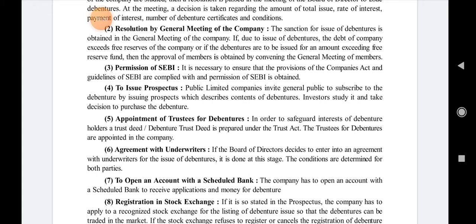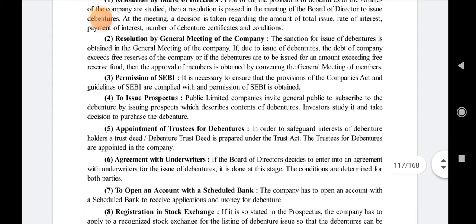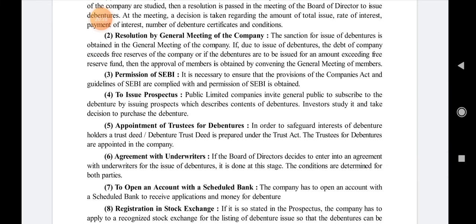Next one is the permission of SEBI. It is necessary to ensure that the provisions of the Companies Act and guidelines of the SEBI are complied with, and the permission of SEBI is obtained. So while you are issuing the debenture, at that time you have to compulsorily follow the guidelines of the SEBI, and you also have to take necessary help and necessary permission from the SEBI.